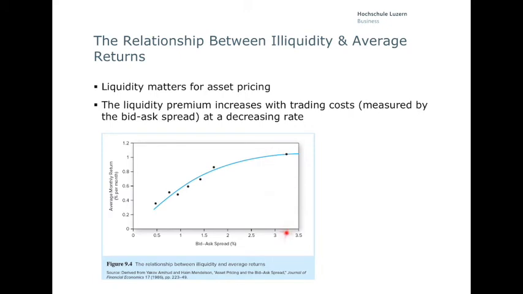The graph shows average monthly returns for stocks stratified by bid-ask spread. The difference in returns between the most liquid stocks, with the lowest bid-ask spread, and the least liquid, with the highest spreads, is about 0.7%. This is just about the same magnitude as the monthly market premium. This clearly emphasizes that liquidity matters for asset pricing.